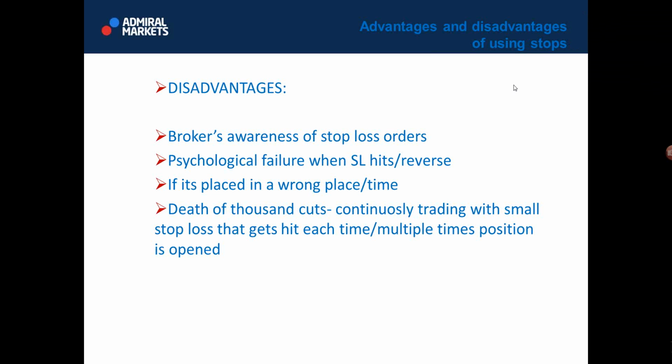Then psychological failure when stop loss hits and reverses. Also, you need to know that if you place your stop loss too tightly, sometimes your stop loss will be hit, and then the trade will proceed in your direction. But that can be assumed as psychological failure. And that is a very, very nasty thing if that happens, because it can affect your psychology and you won't be calm when that happens.